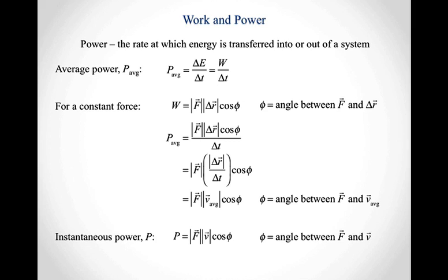So one way to calculate the instantaneous power is basically to say, well, there's a force that's doing some work that I'm interested in figuring out what's the rate at which it's transferring energy into or out of my system. So I'm going to take that force, its magnitude, multiply it by the magnitude of the instantaneous velocity, how fast is my object moving at that instant, times, again, the cosine phi, where phi here is the angle between the force vector and the instantaneous velocity vector.